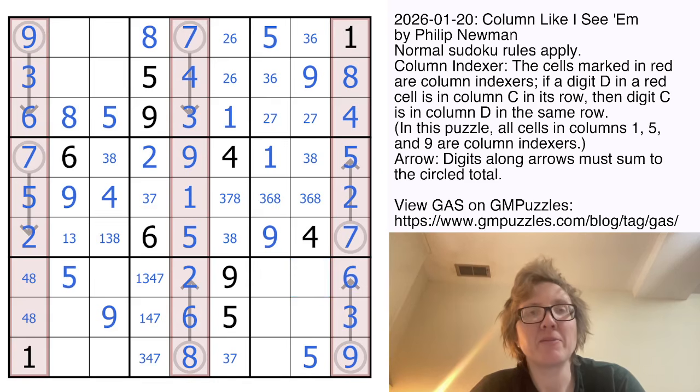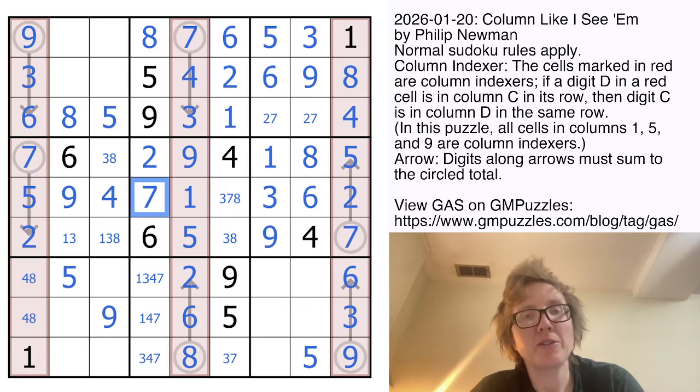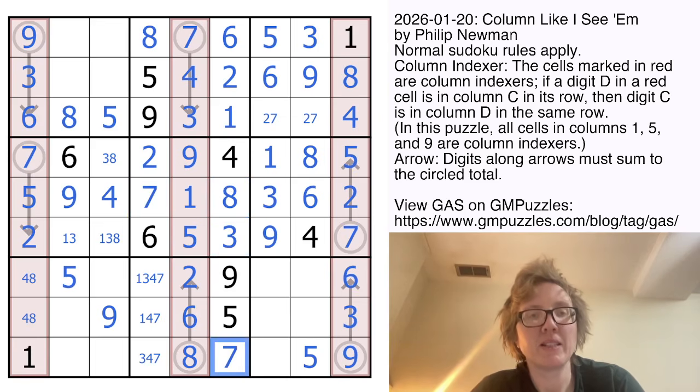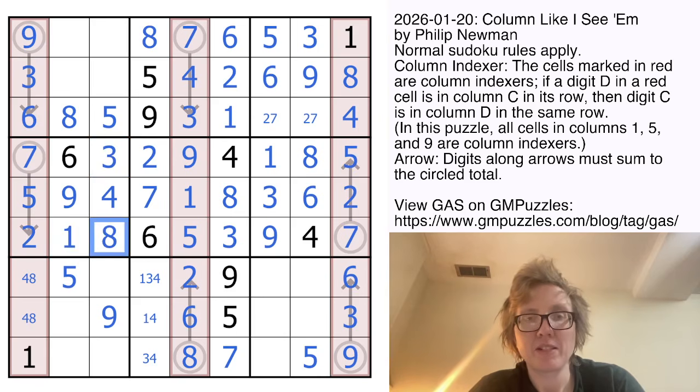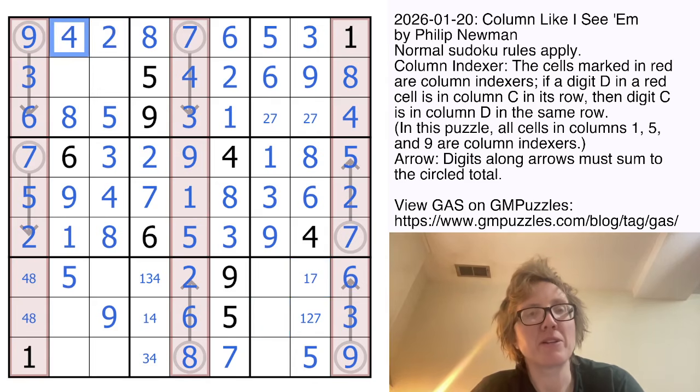We have a 3 right here, which makes this a 6. And then the 3 resolves the rest of this region, which in turn resolves the rest of this region. The 8 in row 4 gives us a 3 there, and finishes this. These have to be 1, 2, and 7, and that can't be a 2 because there is a 2 in the row. These guys have to be 2 and 4 to finish off their row.